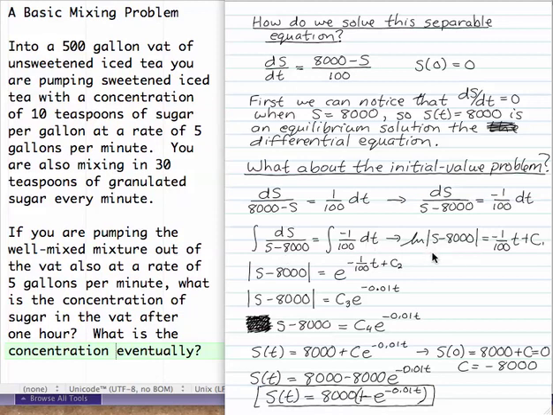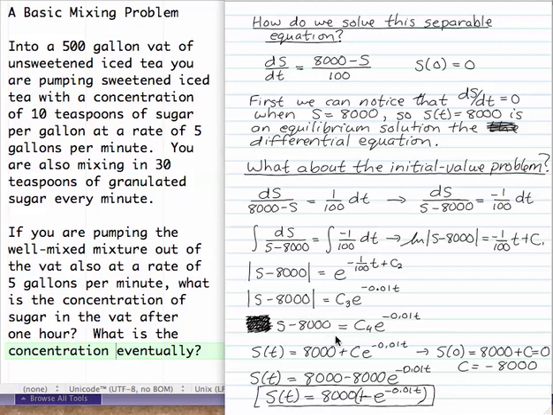With the u substitution on the left side, that's the natural log of the absolute value of s minus 8,000, and negative 1 over 100 t plus a constant on the right. If I exponentiate both sides, I have the absolute value of s minus 8,000 equals e to the minus 1 over 100 t plus a constant. It's the same constant as the previous line, actually, but now I write that constant out in front of the exponential. Now it's simply a positive constant. I remove the absolute values, and now it's simply a non-zero constant.